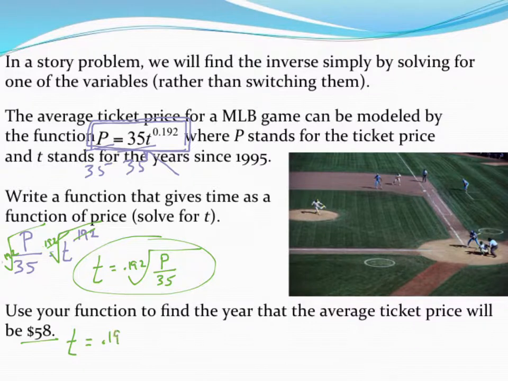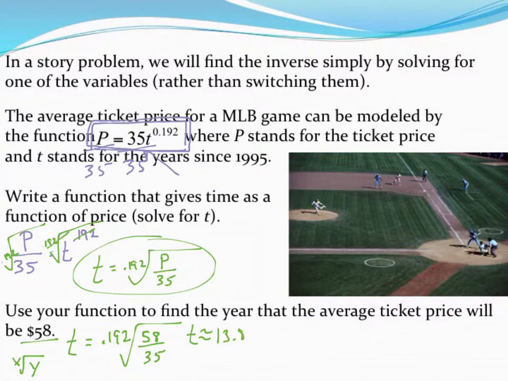So that $58 is my ticket price, the p variable. So this is what I want to work out, and of course I'm going to use my calculator to do this. What I'd recommend you do is find out what 58 divided by 35 is, and then take the 0.192 root of that using your calculator. If you recall, underneath the math menu, you'll see this button, the x root key. That's how you would enter in the 0.192 root. If you need help with that, let me know. Otherwise, take my word for it. t comes out to be about 13.8.